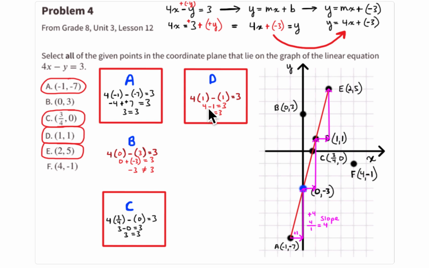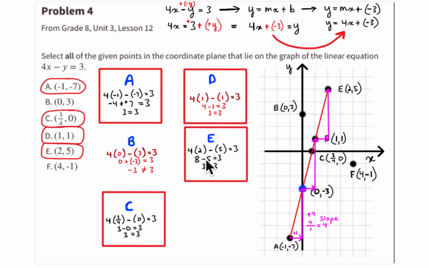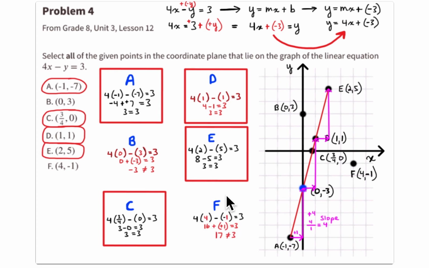D, 4 times 1 minus 1. Y is equal to 1. X is equal to 1. 4 times 1 is 4. Minus 1 is 3. So D works. 3 equals 3. E, 4 times 2. X is 2. Minus 5. Y is 5. 4 times 2 is 8. Minus 5 equals 3. 3 equals 3. E works. And F, of course, does not work.